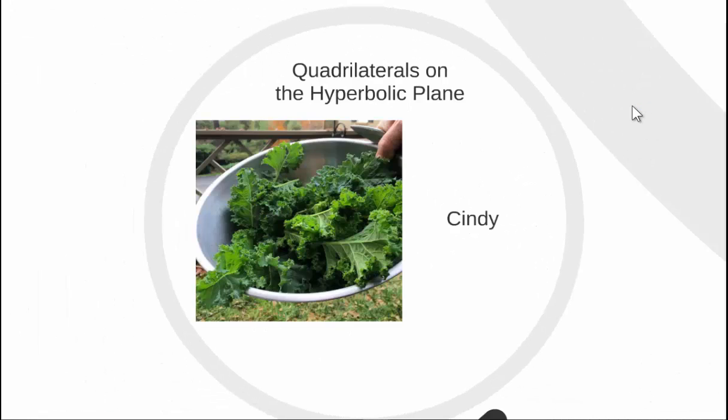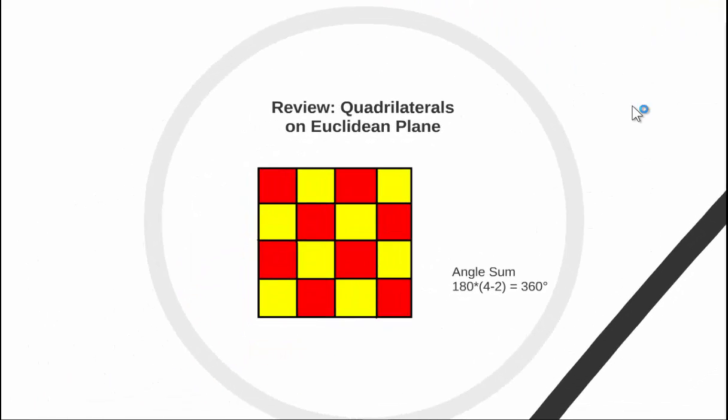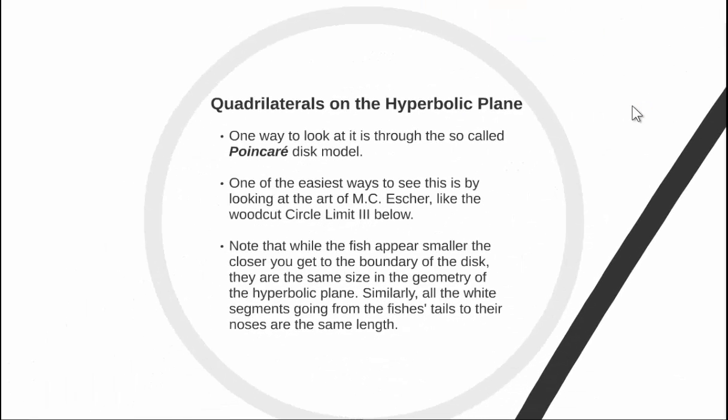I looked at quadrilaterals on the hyperbolic plane. A review of quadrilaterals on the Euclidean plane is that all the angles add up to 360 degrees. One way to look at it is through the so-called Poincaré disk model. One of the easiest ways to see this is by looking at the art of M.C. Escher. On the next slide, note that while the fish appear to be getting smaller the closer to the edge, they're actually all the same size, and all the white segments going from the fish's tails are also all the same length.